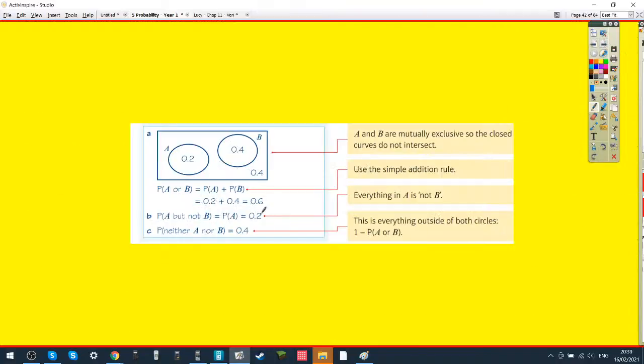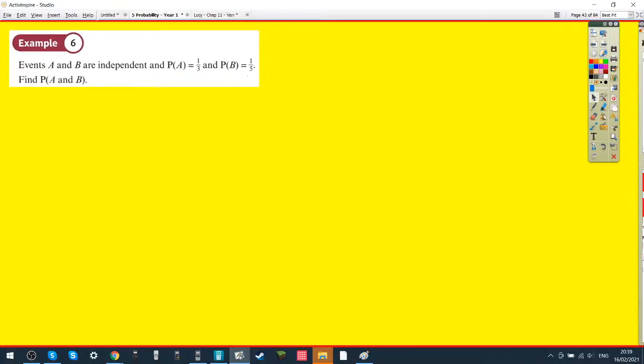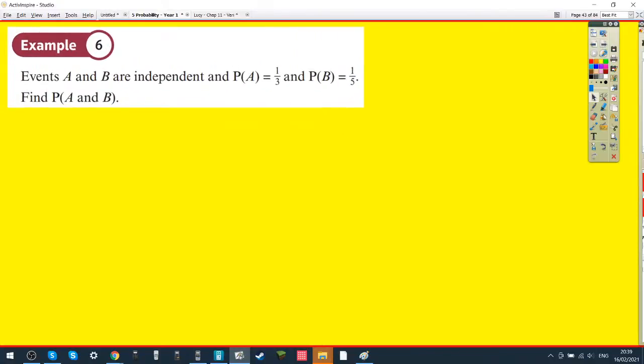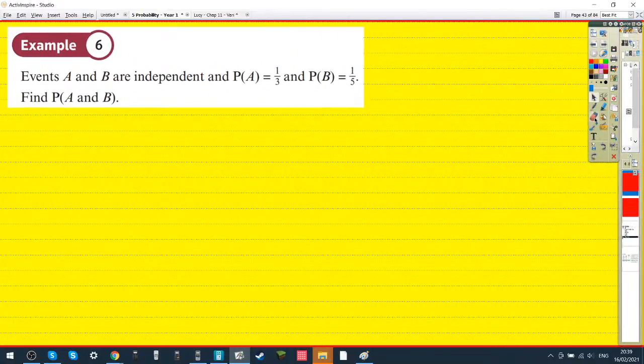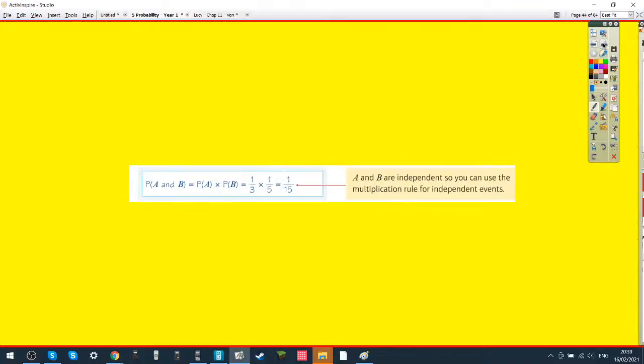0.6, 0.2, 0.4. Okay, this time these are independent. Probability of A and B. So would you just add them? Oh no, you times them. And you'd get 1 over 15.